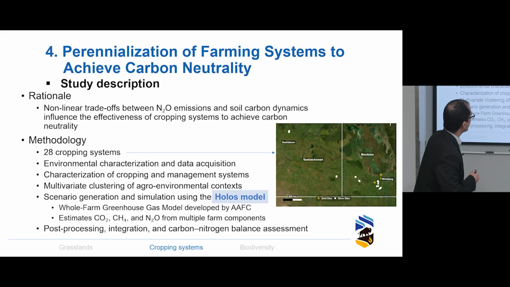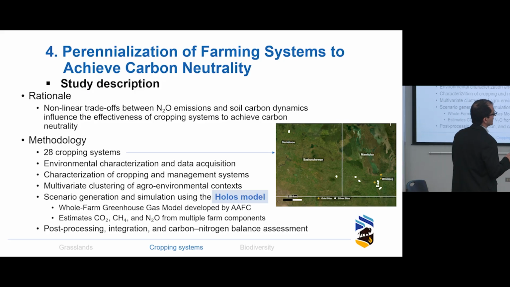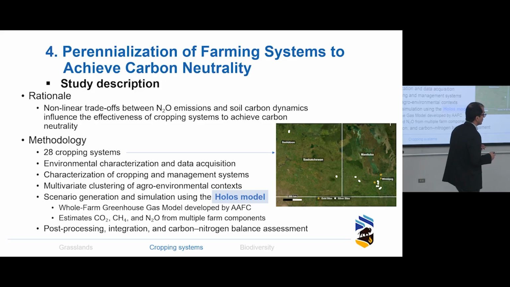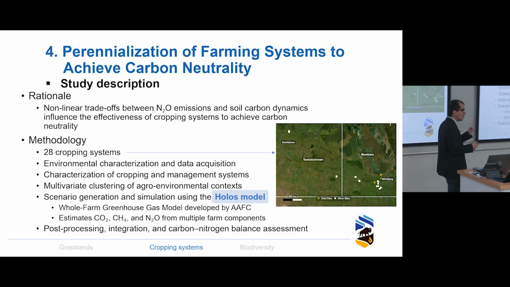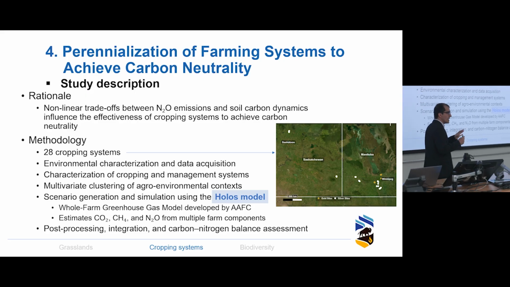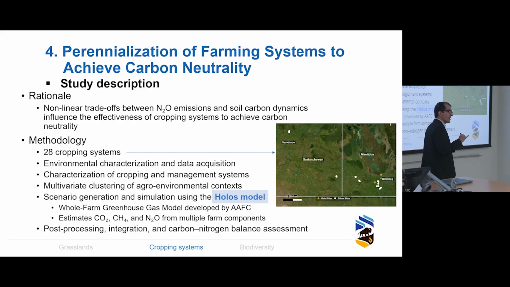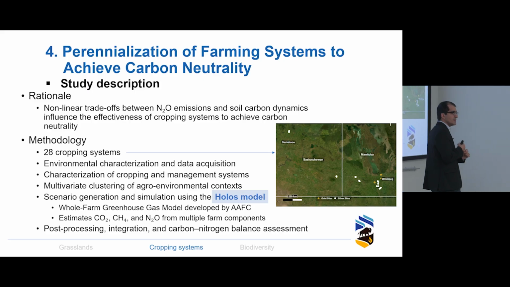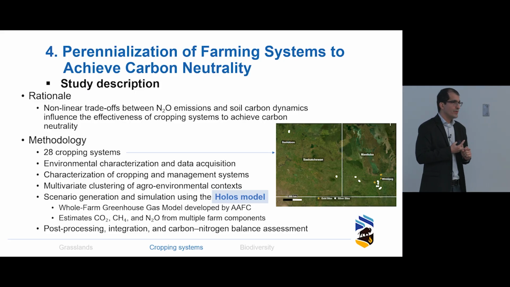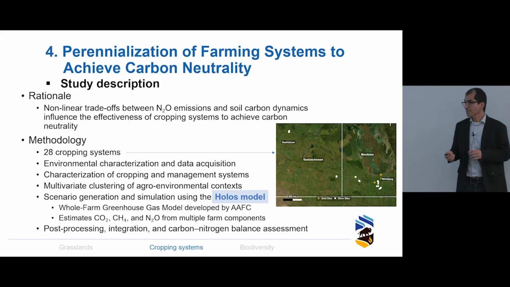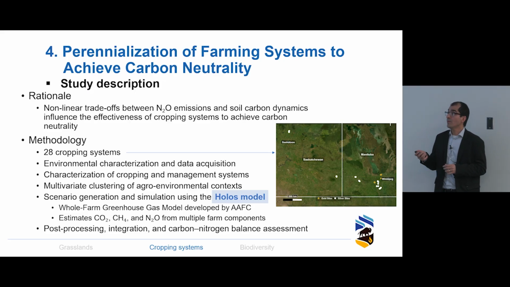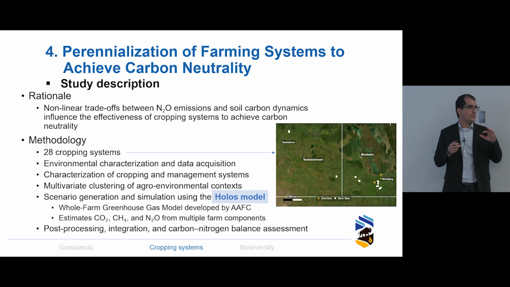So the rationale for this, one of many studies that we're conducting right now, is we know that cropping systems are very dynamic, right? So we're trying to track three things here. One is the emissions, the other one is changing soil carbon, the other one is the net zero effect of those two variables, okay? This is easier said than done, very hard to do. But the modeling environment allows us to do this very easily.